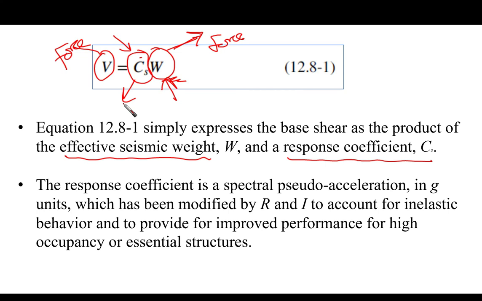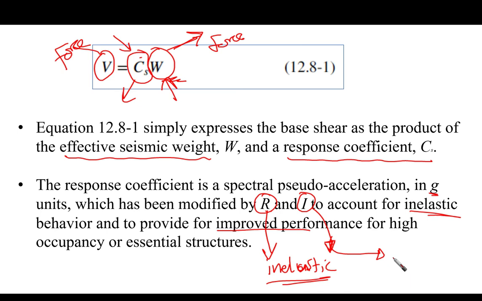The response coefficient is a spectral pseudo-acceleration in G units, gravitational acceleration, which has been modified by R and I, as we are going to explain in the next slides, for inelastic behavior and to provide improved performance for high occupancy or essential structures. Actually, I gives us the importance factor, so this is to provide improved performance. However, R is related to the inelastic deformations. However, I, as I said, is the importance factor. It increases the base shear to make our structure more elastic. Okay, so they are like two different and contradicting sources that we are going to apply.